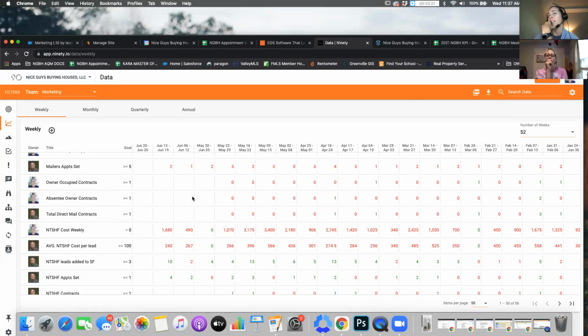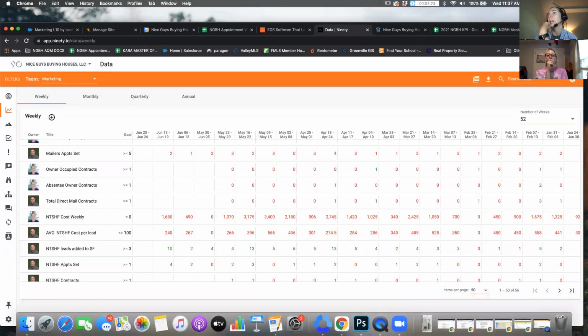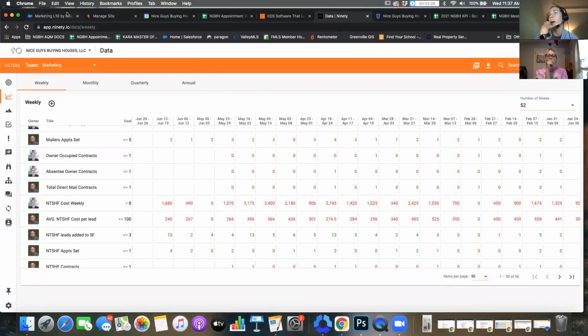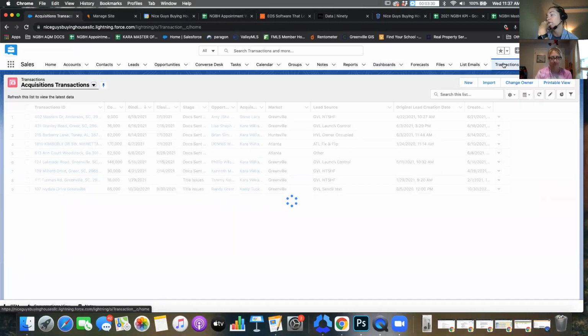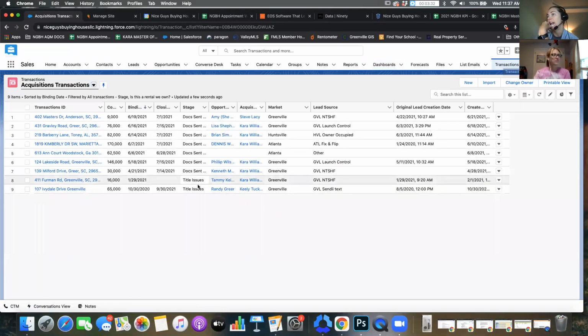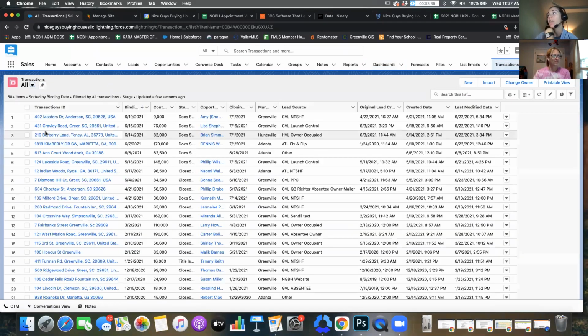Let's do contracts, because that's one that hasn't been updated. So we need to get that one updated. Quite simply, I just go to transactions. I usually go to all, because we count everything that came in that last week, so even if it terminates, we count it here. Okay.